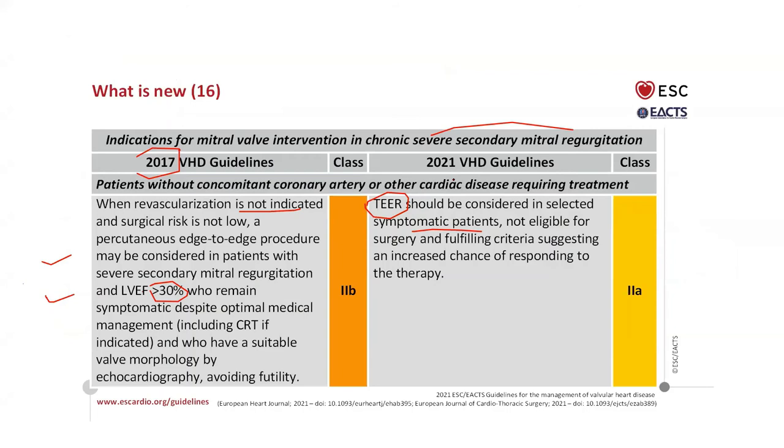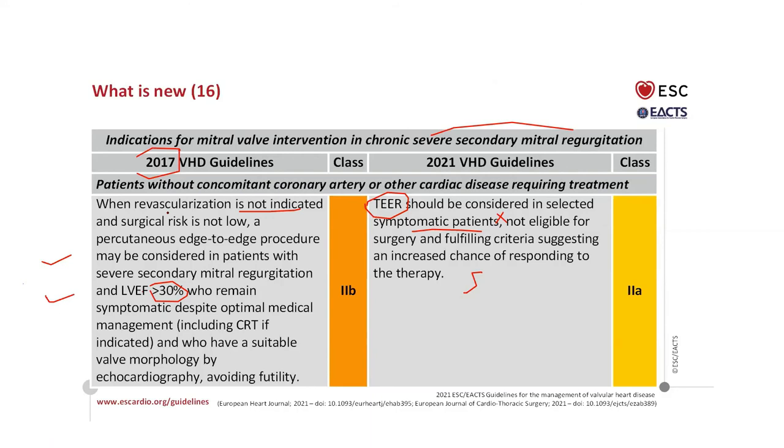Transcutaneous edge-to-edge repair should be considered in symptomatic patients, not eligible for surgery, fulfilling criteria suggesting increased chance of responding to mitral clip. So what are the conditions? The patient is symptomatic. When symptomatic, after optimal medical therapy? No, they did not mention that. Okay, symptomatic even before starting the therapy. The other thing is that the patient has to be high surgical risk. The third factor is that you do TEE and you assess feasibility or suitability for clip, and that was fine. So if you have that, the patient should be selected for transcutaneous edge-to-edge repair.